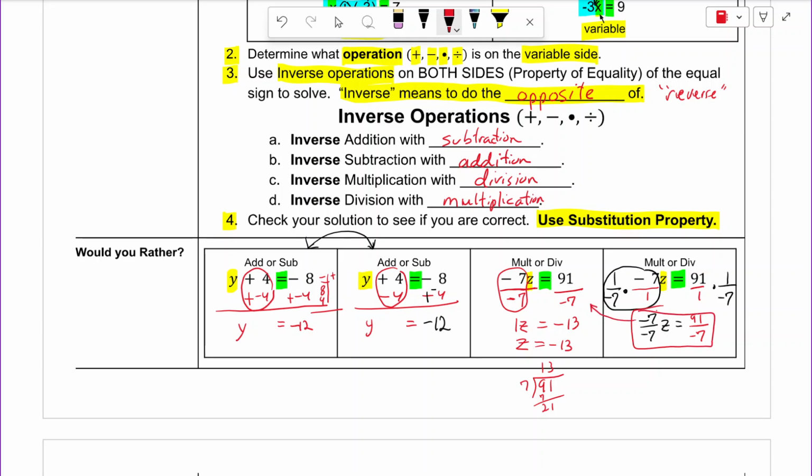Okay, what is negative 7 divided by negative 7? It is 1, and 1 times z, we already know, is z by itself. 91 divided by negative 7 is a negative 13. Okay, so that's another would you rather. Would you rather do it this way or this way?